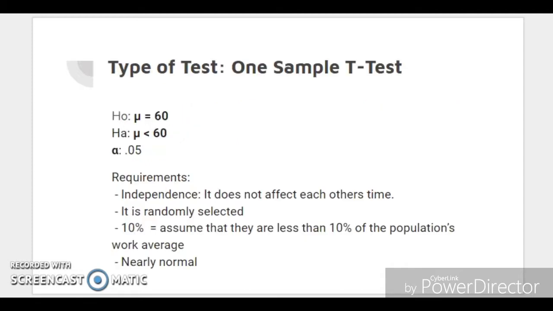the rest of California? So, the null hypothesis is that mu is equal to 60, and the alternative hypothesis is that mu is less than 60, and the alpha level is 0.05. And these are our requirements. Independence: it does not affect each other's time. It is randomly selected. And we assume that they are less than 10% of the population's work average, and it's nearly normal.